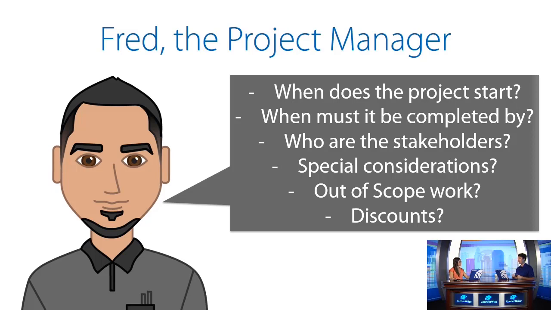Were there any special considerations on milestones that needed to be completed by specific dates, certain thresholds that needed to be met? Was there any out-of-scope work? If there was, how is that going to be handled? The fact is, even if we didn't plan for out-of-scope work, you probably should have, because it always can come up. So you should have a plan in place on how to handle that. And were there any discounts associated with it?